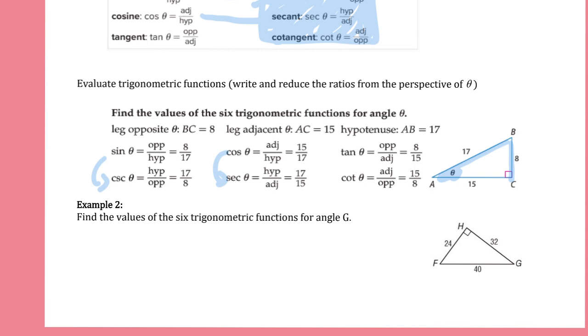Sine's reciprocal is cosecant and cosine's reciprocal is secant. Tangent and cotangent would be reciprocals. So you would answer those questions.